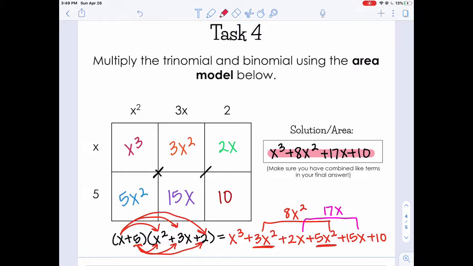Okay, I hope you're starting to see the connection between the area model and multiplying polynomials. I hope this answered any lurking questions that you had.